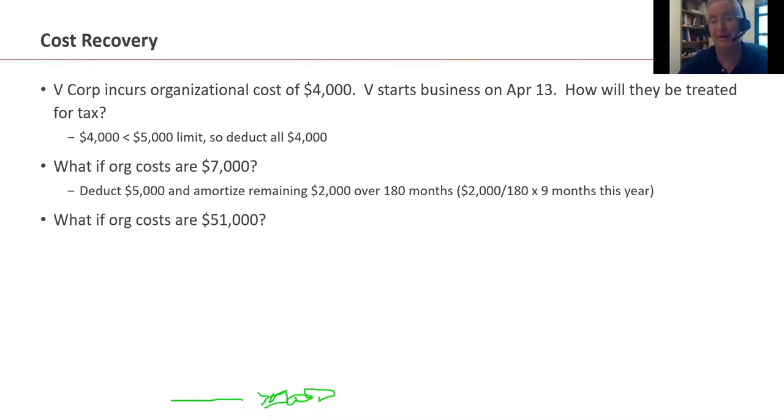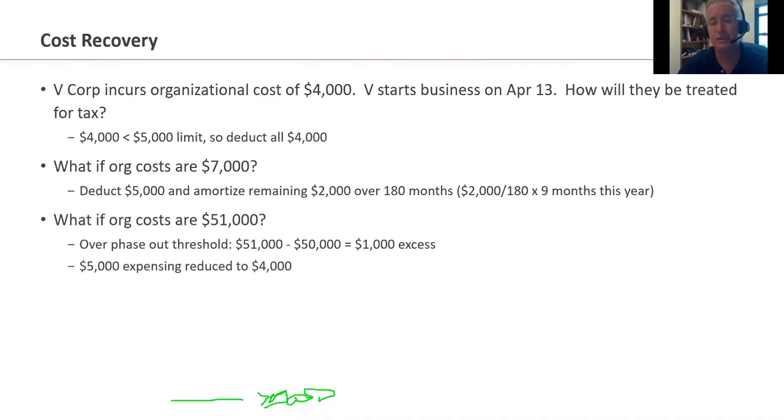What if the org costs are $51,000? Okay, well now we're in excess, right? We're in excess of the $50,000 threshold by $1,000, right? 51 minus the 50,000. So that means I have to reduce the $5,000 down to $4,000. Now I can still expense the $4,000. So if I expense $4,000, that leaves me $47,000 left to amortize over 180 months. So $47,000 divided by 180 times 9 months during this year.